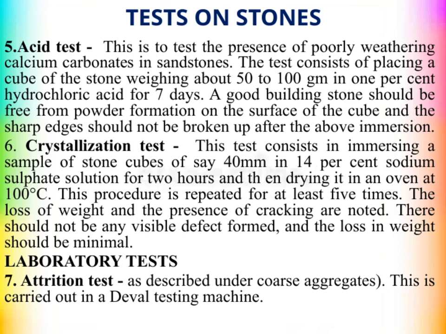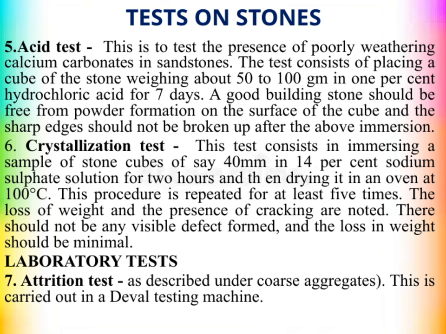Moving on to the crystallization test. Here, we immerse stone cubes, say about 40 millimeters in size, in a 14% sodium sulfate solution for 2 hours. After that, we dry the samples in an oven at 100 degrees Celsius. We repeat this process at least 5 times. During this procedure, we check for weight loss and any cracking or defects. Ideally, a durable stone should show minimal weight loss and no visible cracks, indicating good resistance to crystallization.